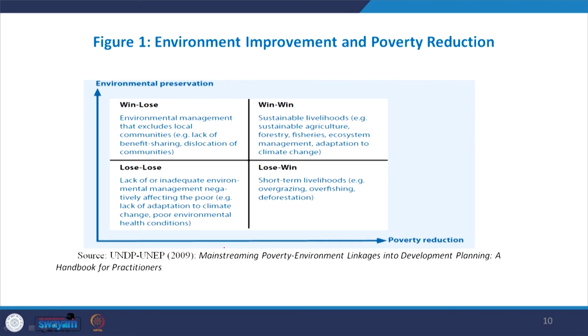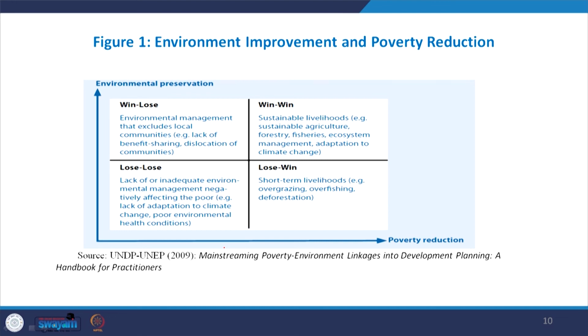And fourth one is lose and win. So, this is another situation where environmental conditions may not improve, but livelihood conditions may improve, and that is a short term measure actually, like short term livelihood measure like overgrazing, overfishing, deforestation. So, when poor people overgraze the grassland, their income will increase, but environment will deteriorate, environmental condition will decline. Similarly, if there is overfishing in a particular lake, pond or sea area, then income of the fishermen may increase in the short run, but in long run the sustainability of these resources will be affected. Same things related to deforestation.